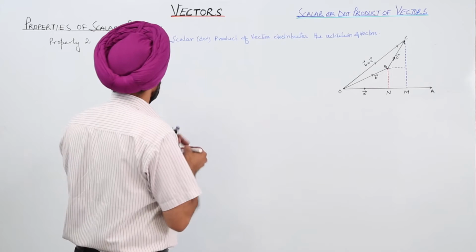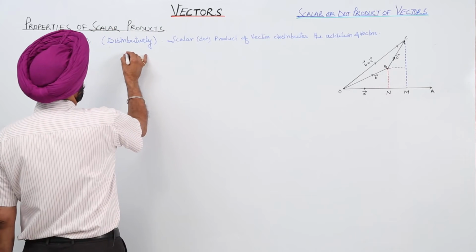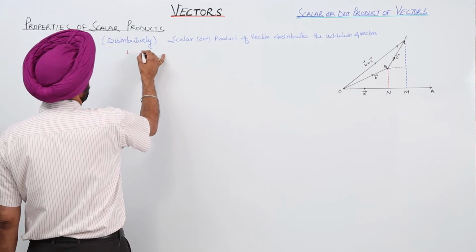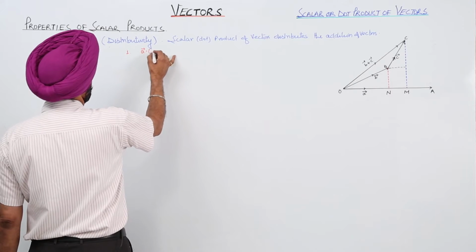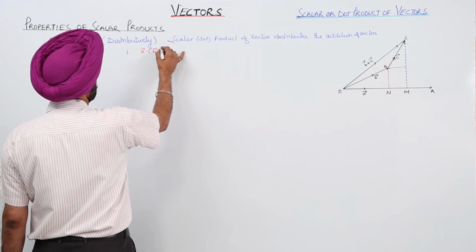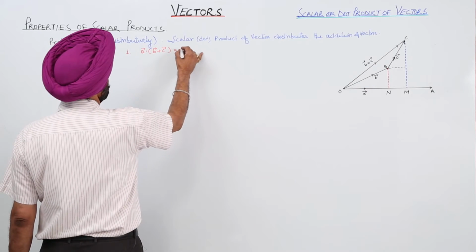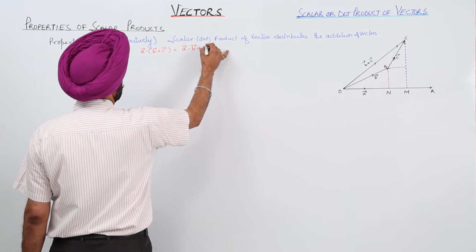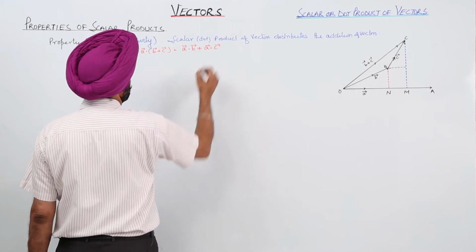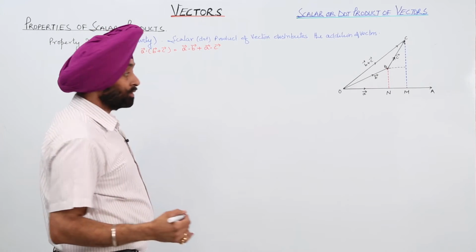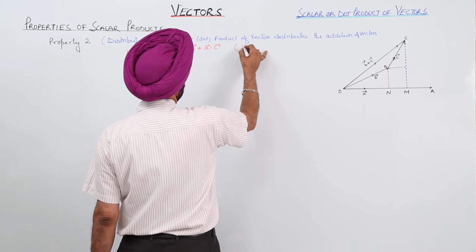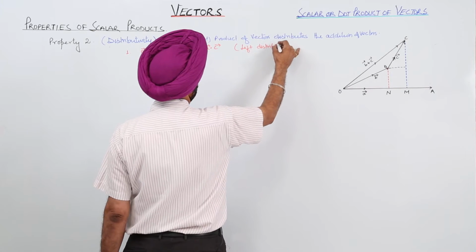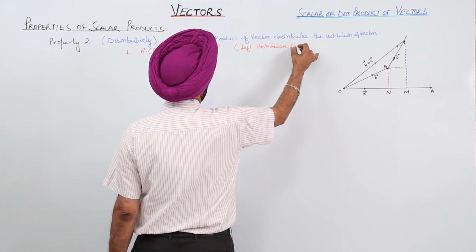Now what result we are having then? Number 1, vector A dot (vector B plus vector C) is equal to vector A dot vector B plus vector A dot vector C. Now this is also called the left distributive law.